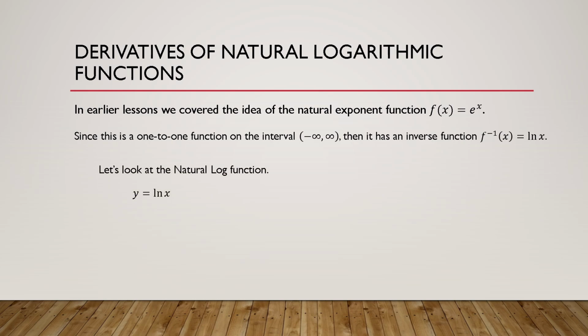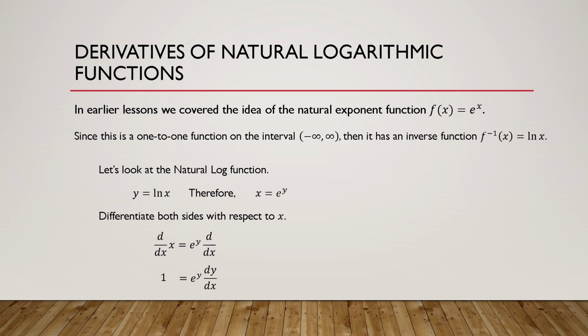y is equal to natural log of x, which can also be stated as x equals e to the y. Next, we differentiate both sides with respect to x. d/dx of x is 1, d/dx of e to the y is e to the y dy/dx. Divide e to the y from both sides and replace e to the y with x. Therefore, d/dx of the natural log of x is 1 over x.